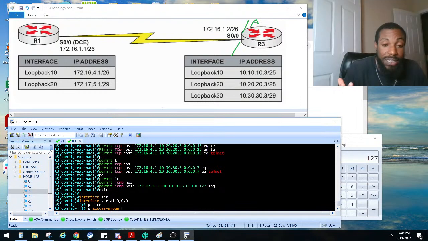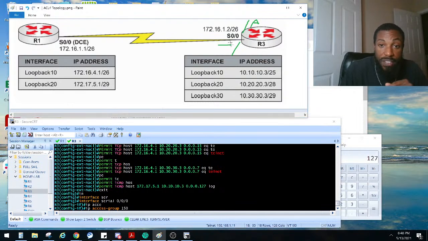Like, this is an access list. Why do you call it a group? The number, my number was 150. You've got to choose whether you want to apply that rule inbound on the interface, or apply that rule outbound.